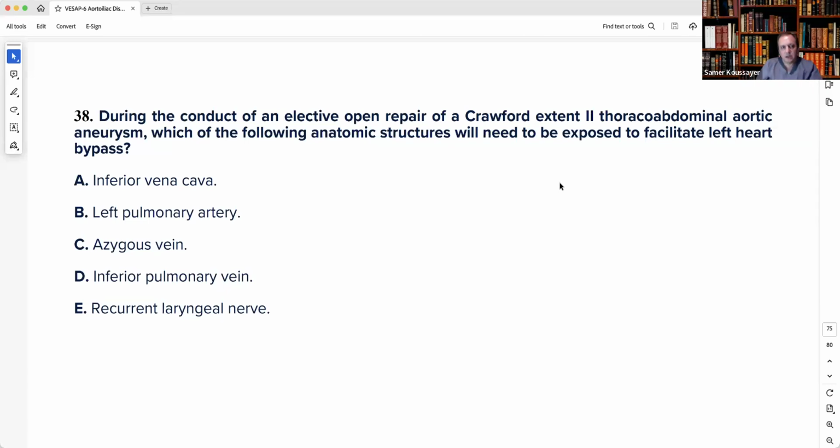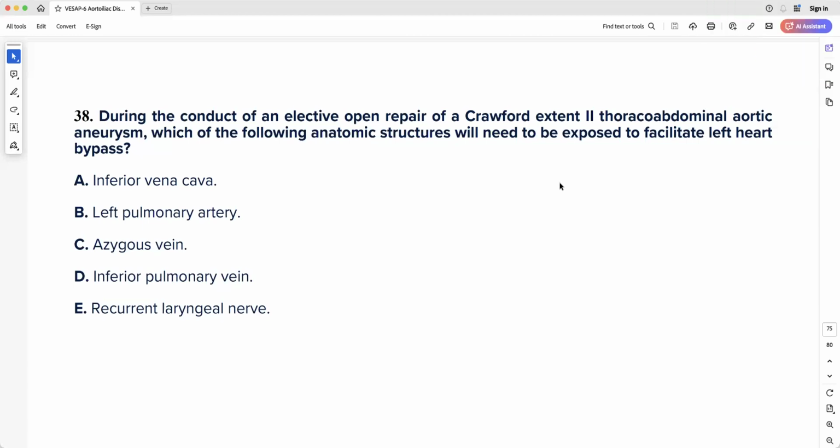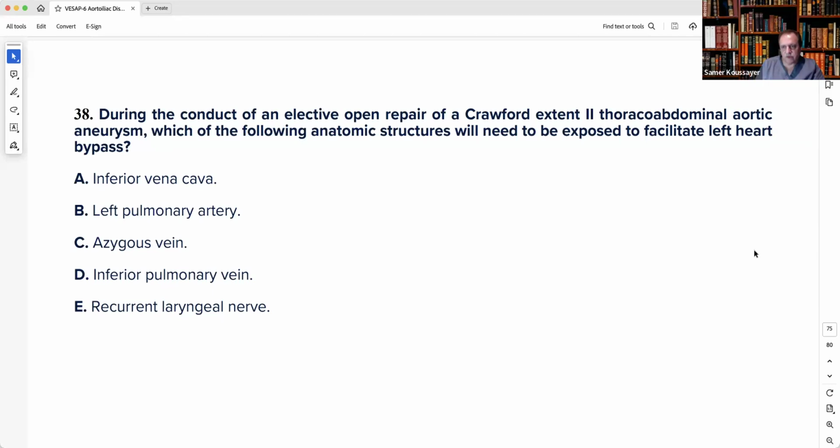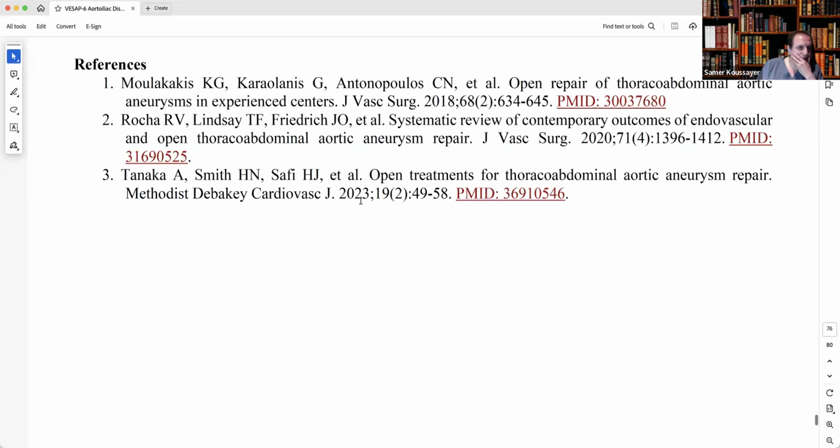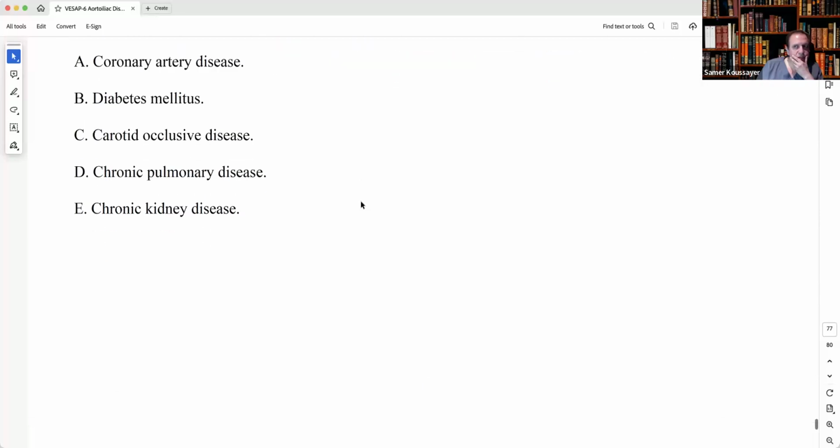All right. Very good. So what is the answer for this question? Inferior pulmonary vein. Very good. So again, this is like a question for the exam. All right, so let's go to the next one. Any question about this one?